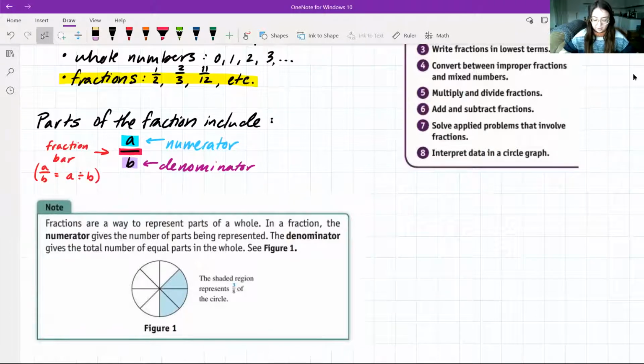In our figure here, the shaded region represents 3/8, or 3 of 8, or 3 divided by 8 of the circle. Our circle has been divided up into 8 separate parts, and our shaded part covers 3 of these parts. So if 8 is our whole and 3 is shaded in, this means that there are 3 out of 8 that are shaded, which represents that fraction of the shaded region of our circle.